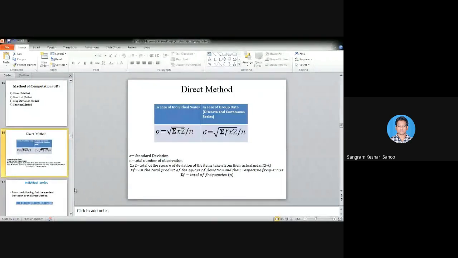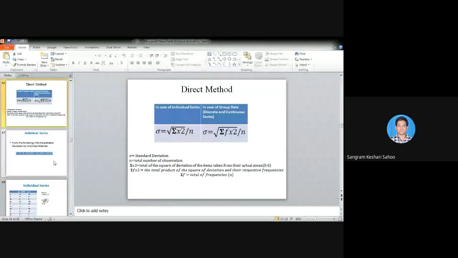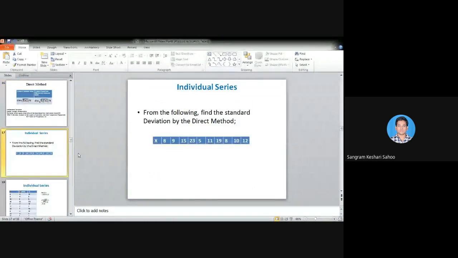Okay, so let's solve an example belonging to individual series. From the following data, find the standard deviation by the direct method. In case of individual series, there is no frequency. In case of the X variable, we have 8, 9, 15, 3, 5, 11, 19, 8, 10, and 12.